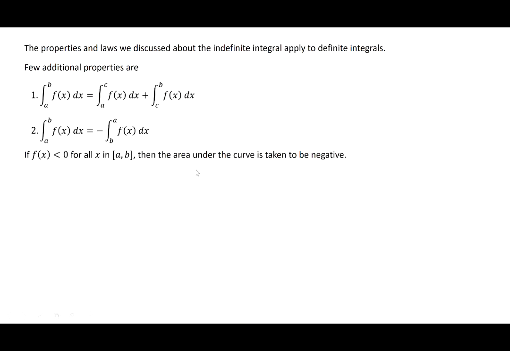And one more thing. One of the things that we kind of assumed when we said area under the curve was that f was positive on that interval a to b. But what happens if f were to be negative on that interval a to b? Then the area under the curve is taken to be negative. In fact, it won't be area under the curve. It would actually be area above the curve up to the x-axis.